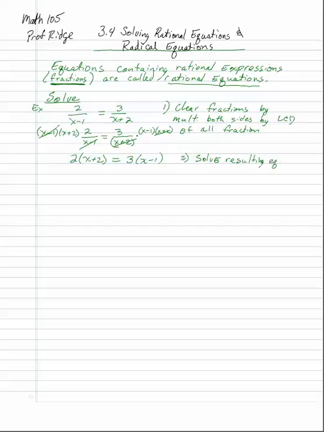So in this case, we just get a linear equation. So we use the technique for solving linear equations, which is get all the x's on one side and isolate the x. So let's subtract 2x. Let's add 3. So we get 7 equals x.